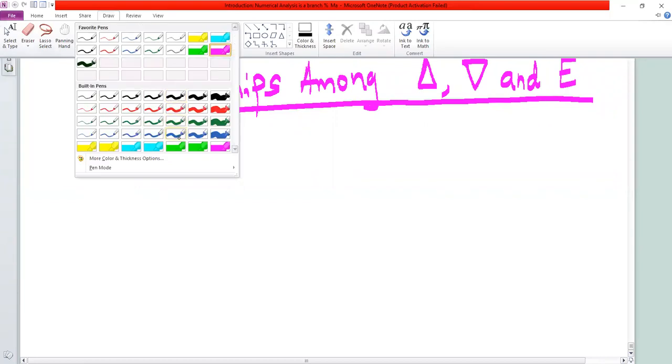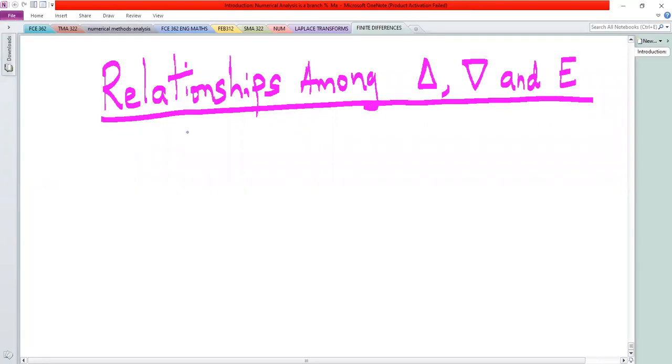In this session, we are going to discuss the relationships among the forward difference operator, the backward difference operator, and the displacement or shift operator E.